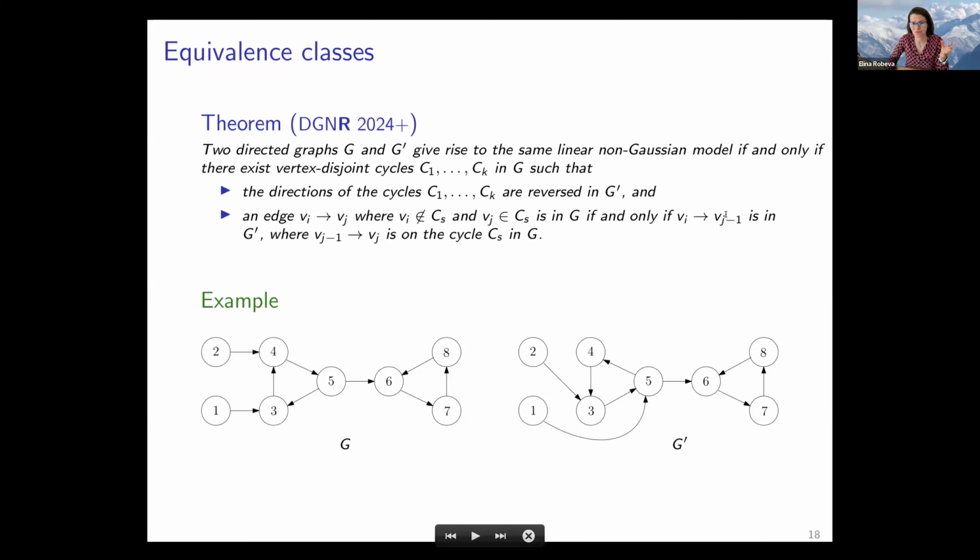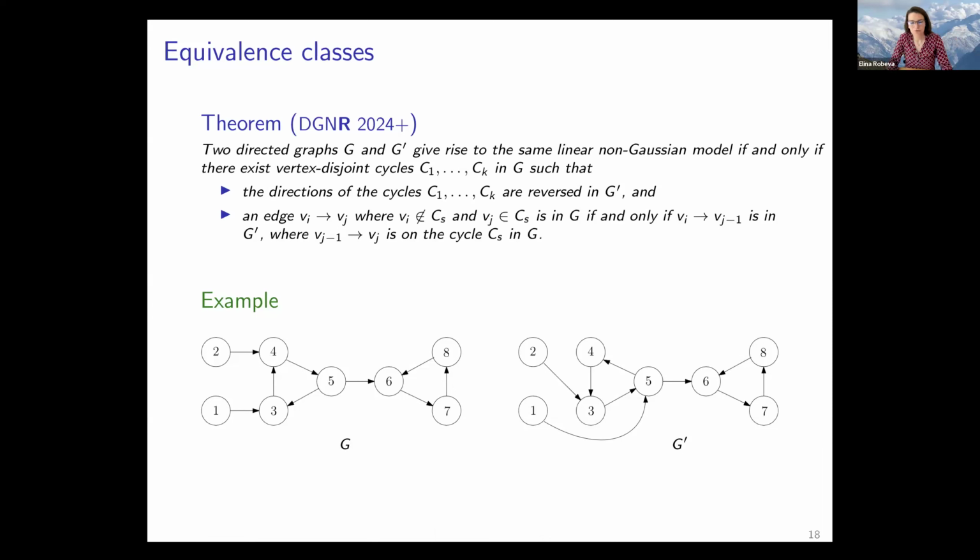So this is something called preserving the P adjacencies, if you have heard this term. So for example, 2 here points to 4, but because you're reversing the cycle 2, 3, 4, now 2 has to point to 3, which is the original parent of 4 in this cycle. So in any case, it's a very easy way to characterize when graphs are equivalent.